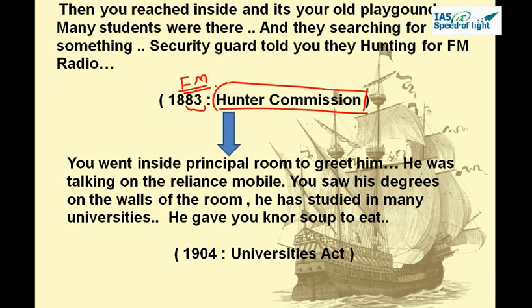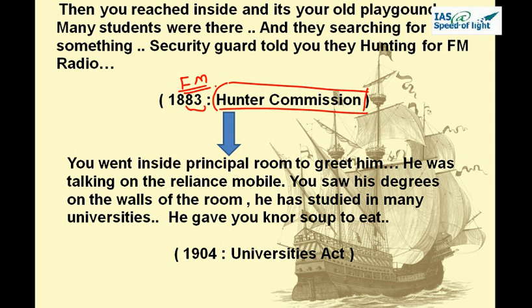So it comes after, first is the email, Macaulay, right? Then the gate, 1854, lawyer, LR, 54 lawyer, Woods Dispatch, main gate made up of wood, ground searching for FM radio. FM is 83, F is 8, M is 3, and hunting for radios. Hunter Commission. So this is the second Hunter Commission on education. One Hunter Commission we have already seen for the Jallianwala Bagh massacre.